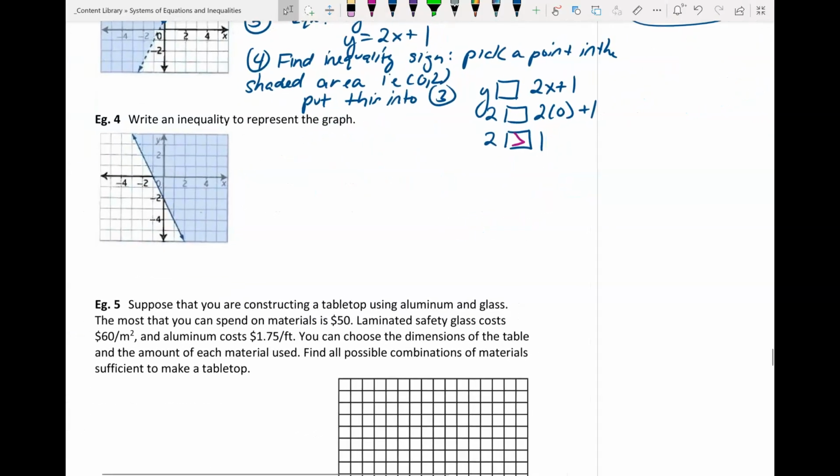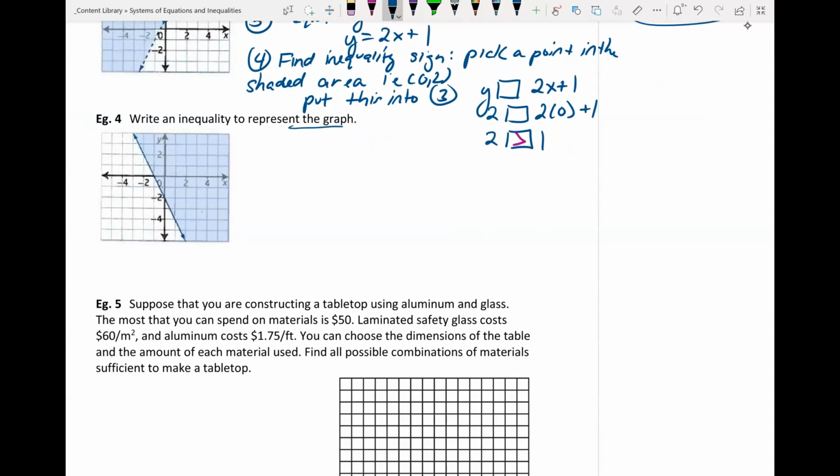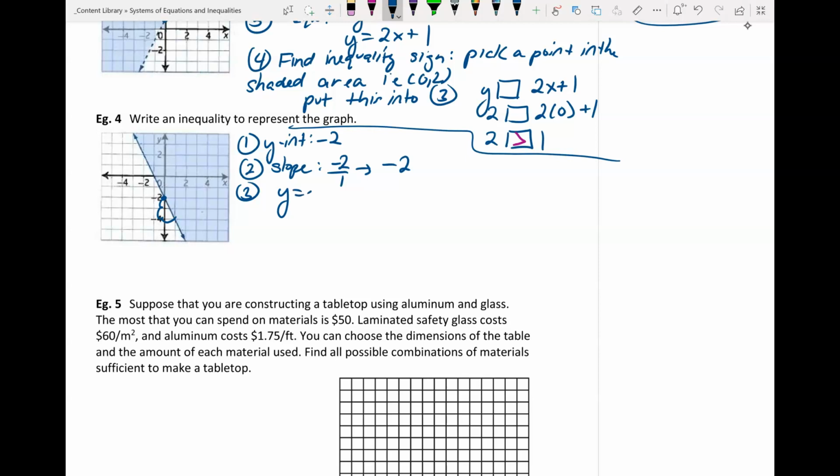Let's do this again with another example. Our y-intercept is at -2. Our slope looks like we went down 2 over 1. So down 2 over 1, which means we have a slope of -2. Now we're going to write the equation out in the form of y equals mx plus b. So y is equal to -2x minus 2.